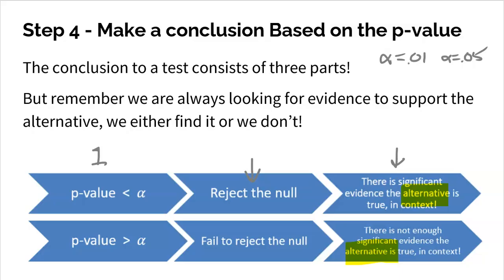So make sure you first compare your p-value to alpha, determine if you're going to reject or fail to reject the null, and then what that means. When you reject, you're saying there is significant evidence. When you fail to reject, there is not significant evidence about the alternative. Never choose something that references the null.